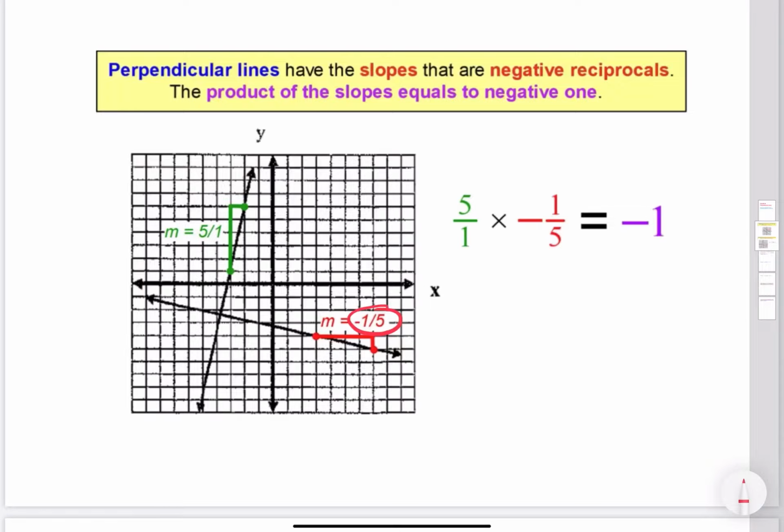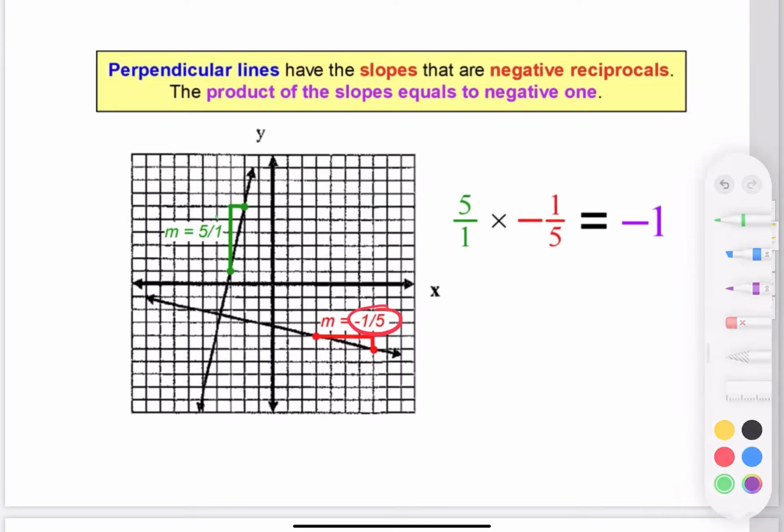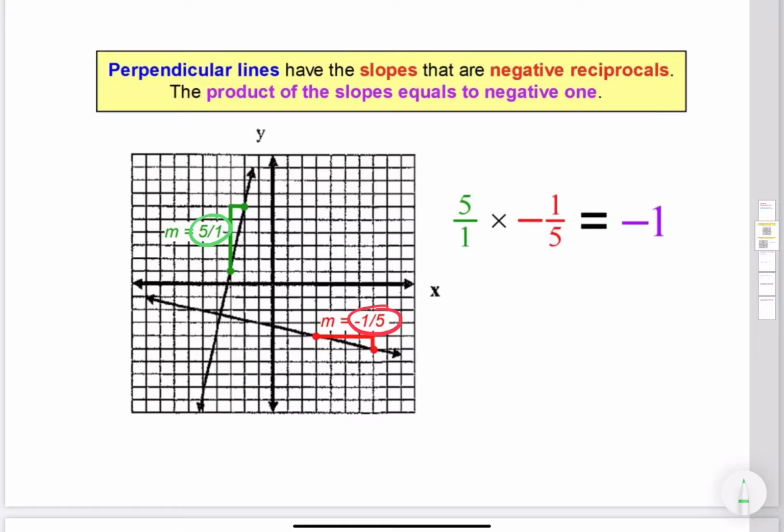Another thing we can notice here is that if we multiply the two slopes that are perpendicular, the 5/1 and the -1/5, that's always going to equal -1. So the product of the slopes of lines that are perpendicular will always equal -1.